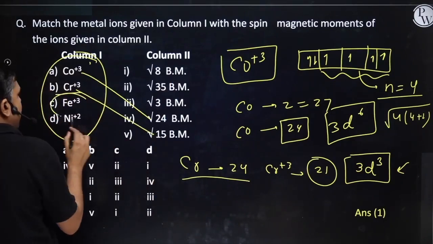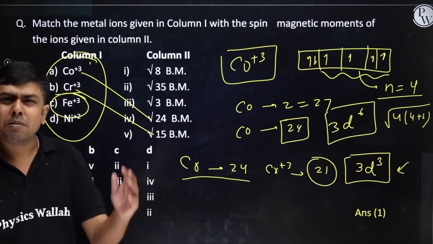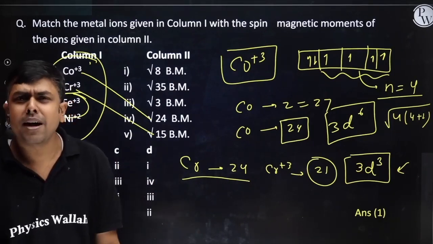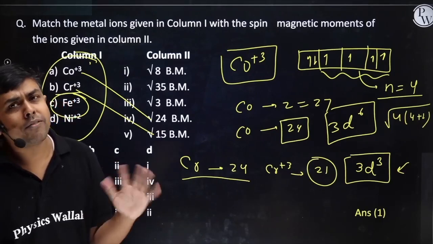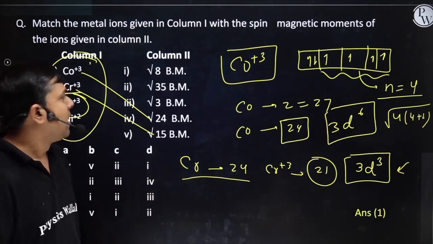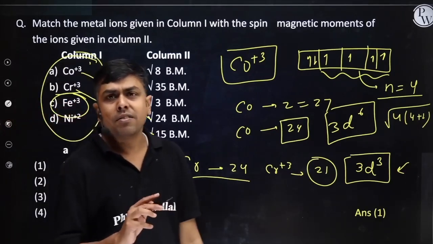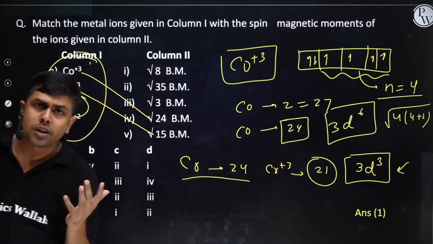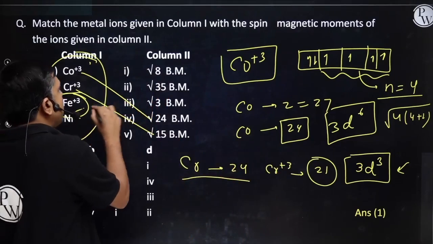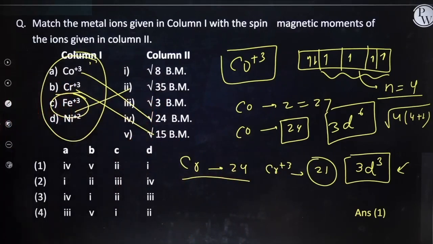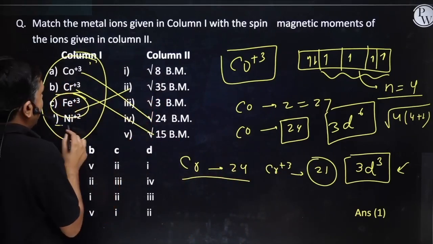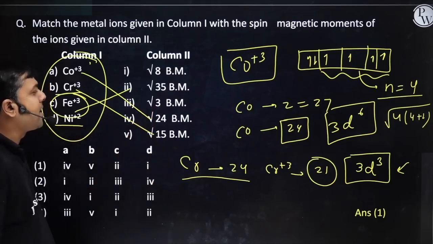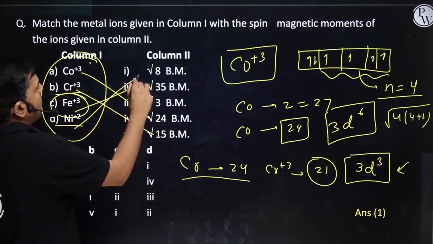Iron plus 3: 26 minus 3, 3d5. 3d5 means all the 5 electrons are unpaired, right? So root of 5 into 5 plus 2, 5 into 7, root 35. So iron plus 3 will have a magnetic moment root 35, and nickel, the last one, will have a magnetic moment root 8 Bohr magneton.